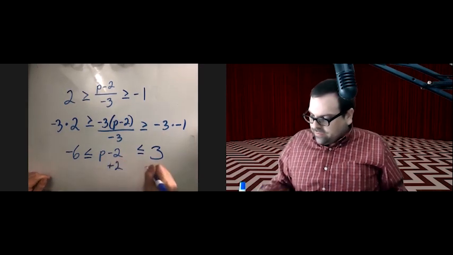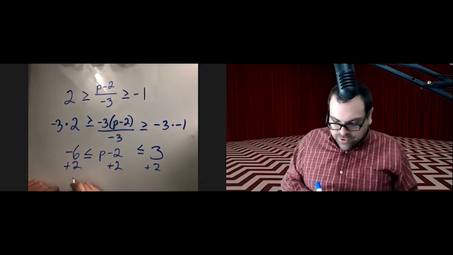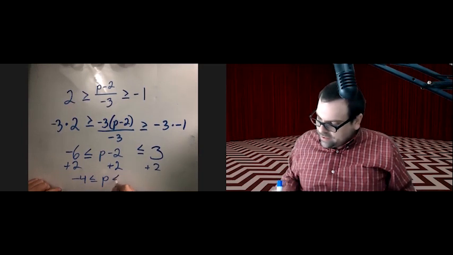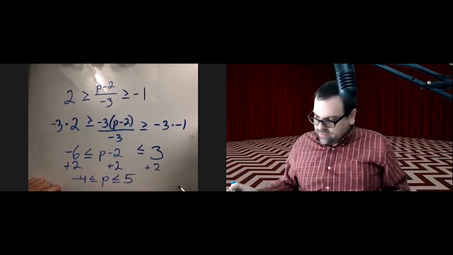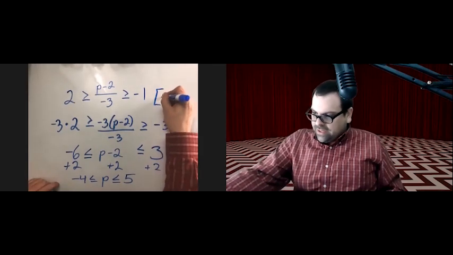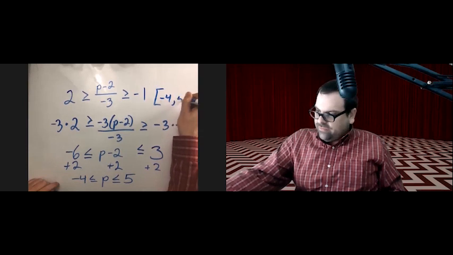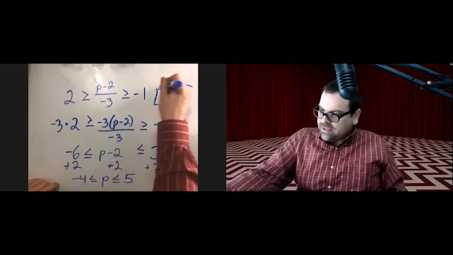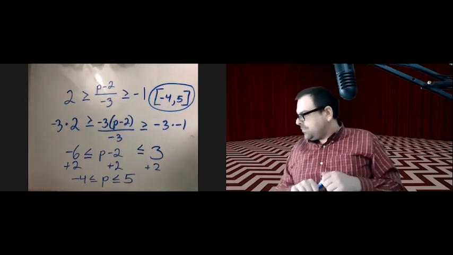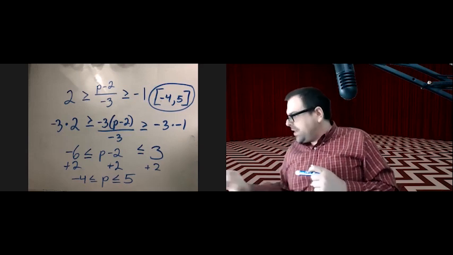If we add 2 everywhere, negative 6 plus 2 is negative 4, is less than or equal to p, is less than or equal to positive 5. So in square brackets, we have the endpoints negative 4 and positive 5. Not so bad.